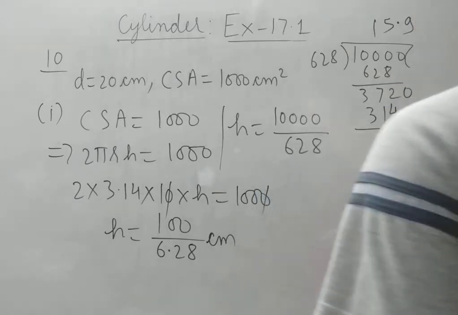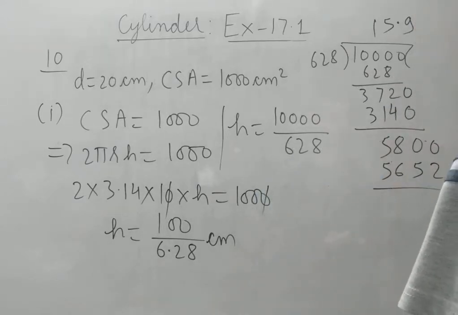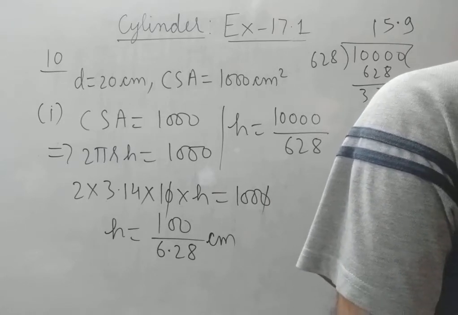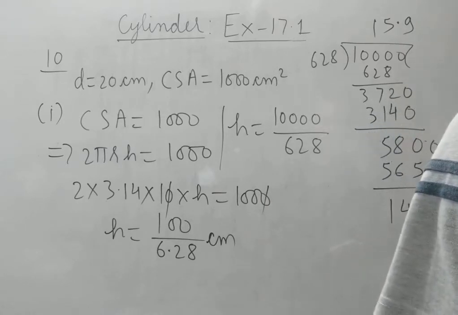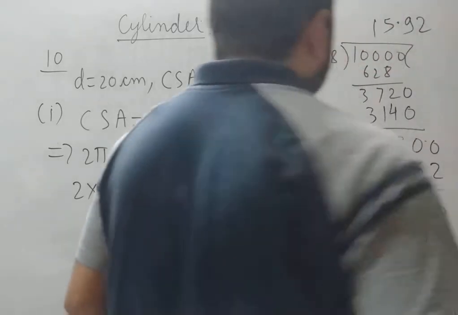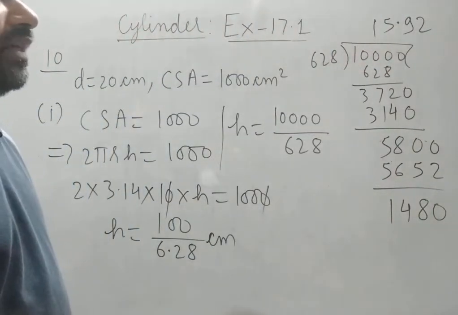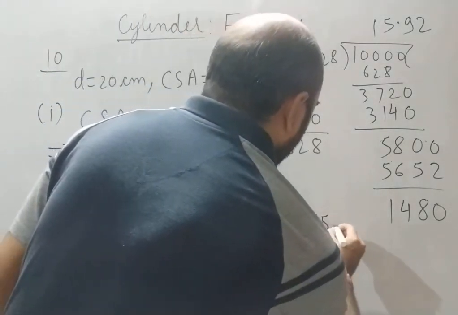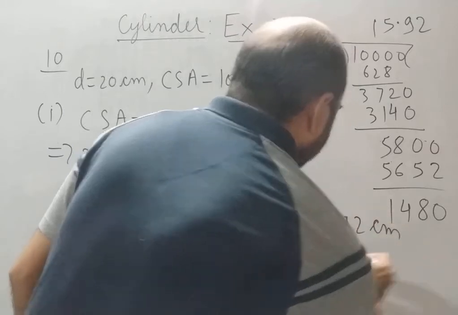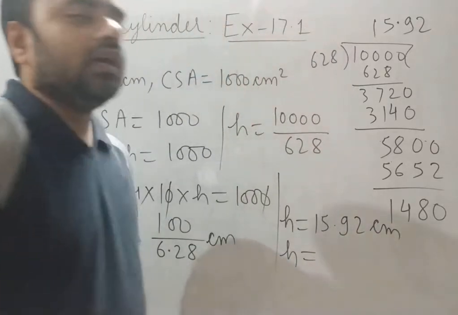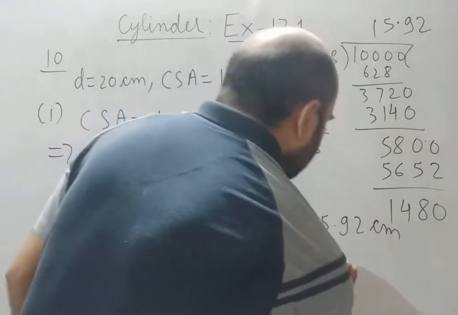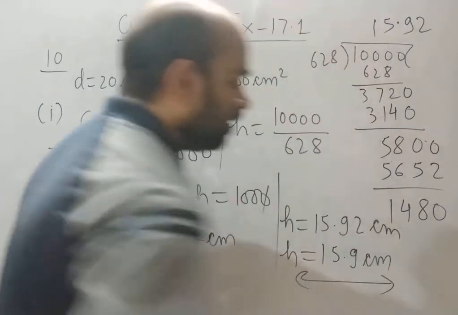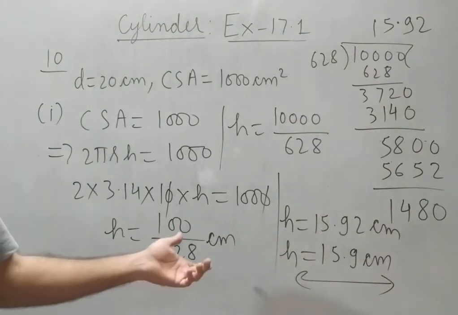Correct? This will be, I think, 15.92. H will be 15.92 centimeter, but we have to give the answer correct to one decimal place. It means 15.9 centimeter. Correct? So this is the first part.